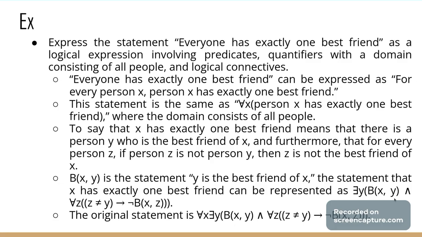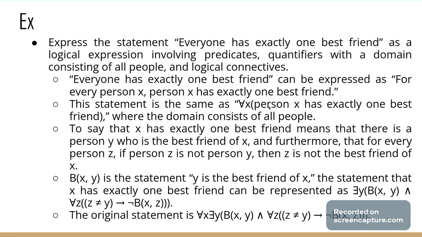Okay, another example. Everyone has exactly one best friend. We have to express this as a logical expression. Okay, so let's look at the statement. Everyone has exactly one best friend, and the domain is all people. Then it can be expressed as: for every person X, person X has exactly one best friend.